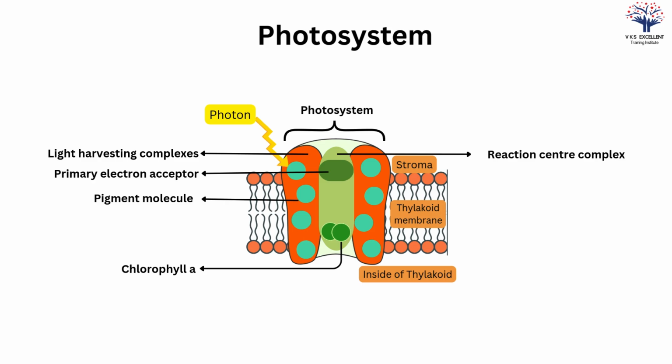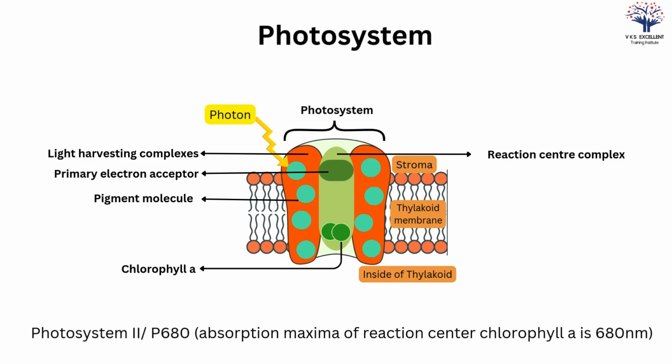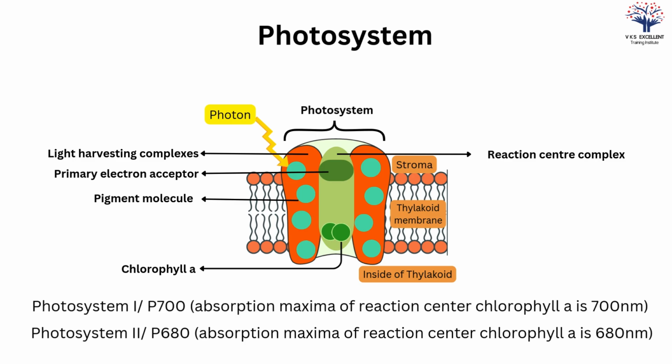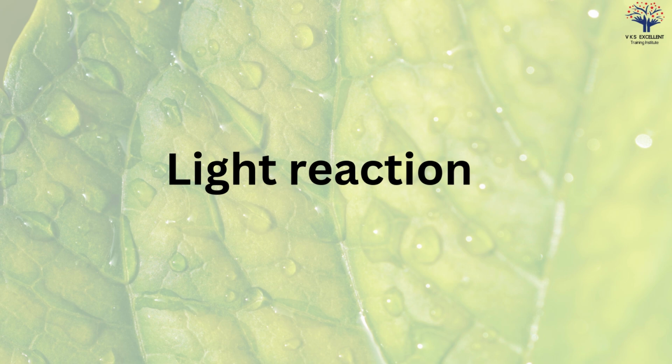The thylakoid membrane has two types of photosystems: photosystem 2, PS2, and photosystem 1, PS1. Now let's see how the two types of photosystems work together in using light energy to generate ATP and NADPH, the two main products of the light reactions. The light reaction starts with photon absorption.